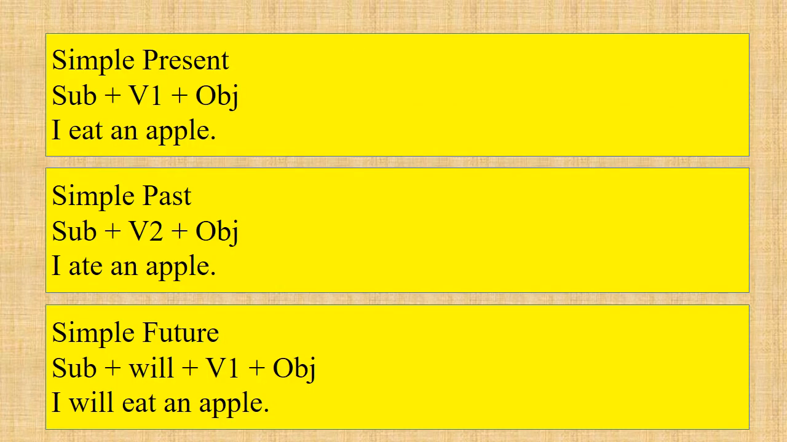Now let us revise all the three tenses that we have discussed: simple present tense, simple past tense and simple future tense. The formula for simple present tense is subject plus V1 plus object, and the example is I eat an apple. Simple past tense, the formula is subject plus V2 plus object, and the example is I ate an apple. Eat becomes ate. Then simple future tense, the formula is subject plus will plus V1 plus object. I will eat an apple. I hope all the three tenses are clear to you. So let us move ahead.